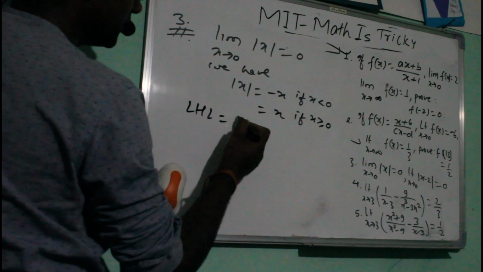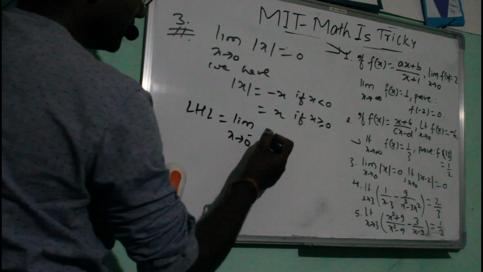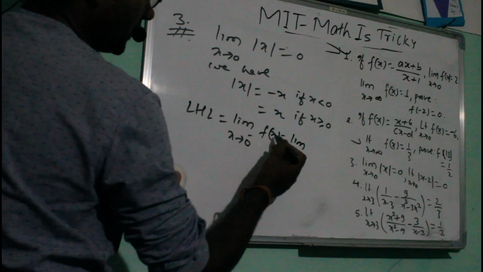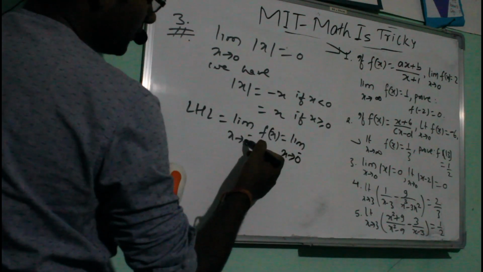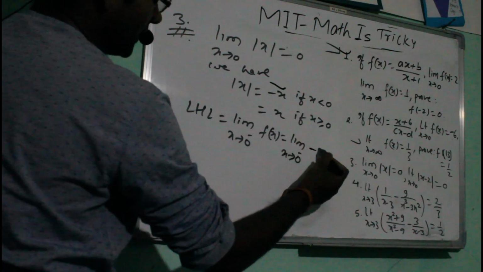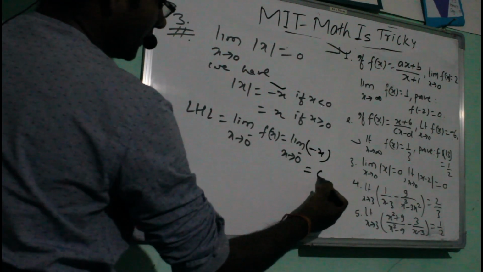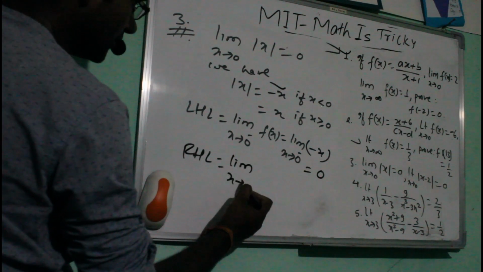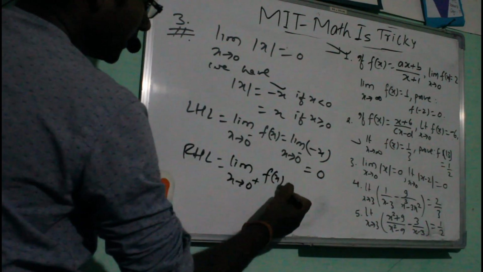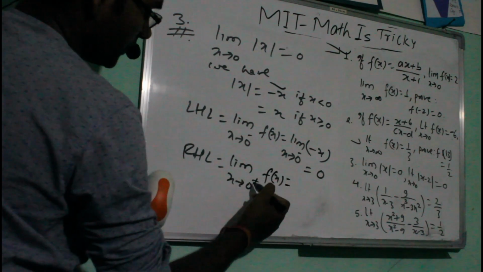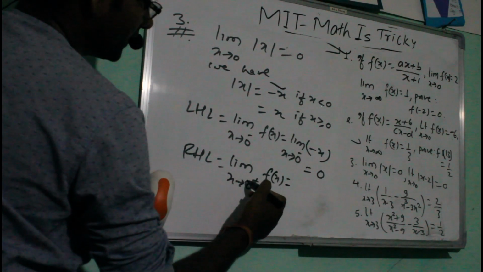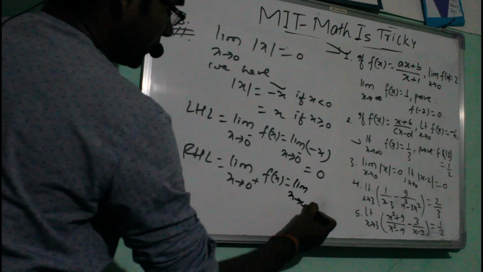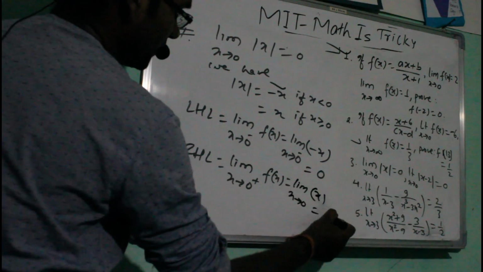So what you will get here, left hand limit equals limit x tends to 0 minus f(x), and simply it will be that value which is defined for x less than 0. So it is first one, minus x, and if you put in 0, we are getting 0. And right hand limit will be limit x tends to 0 plus f(x), and the value of f(x) will be that value which is defined for x greater than 0. So it is limit x tends to 0, and here x, so we will get 0.